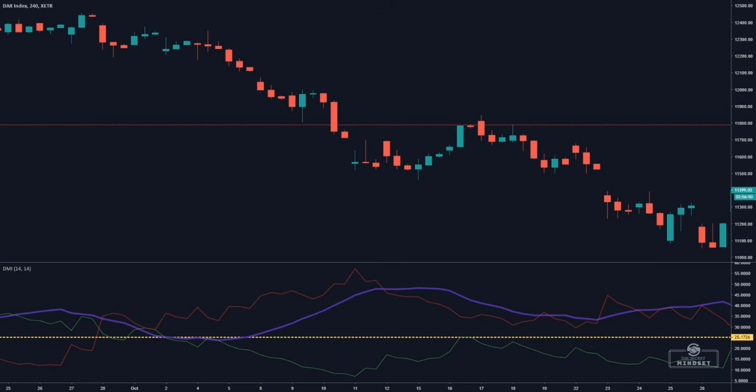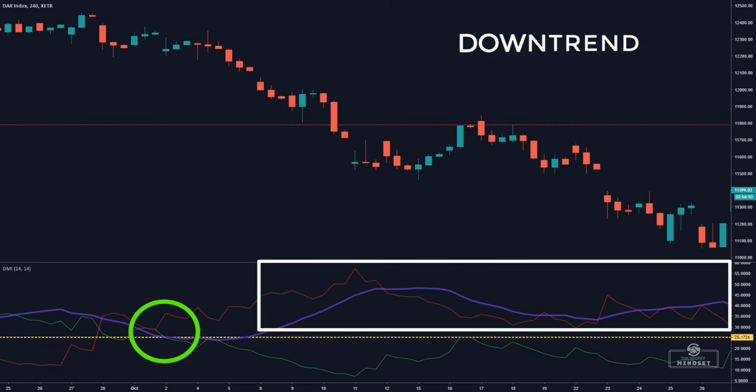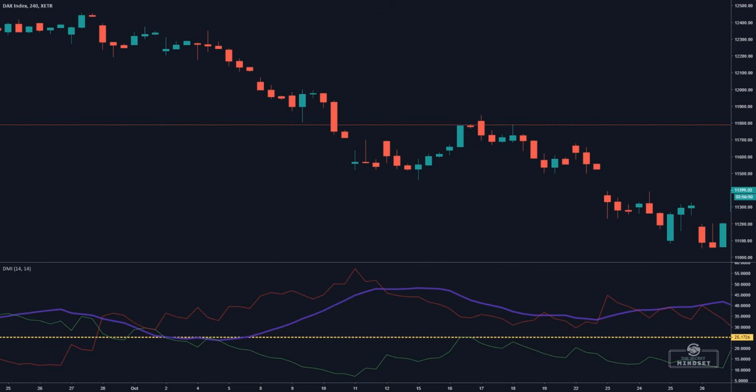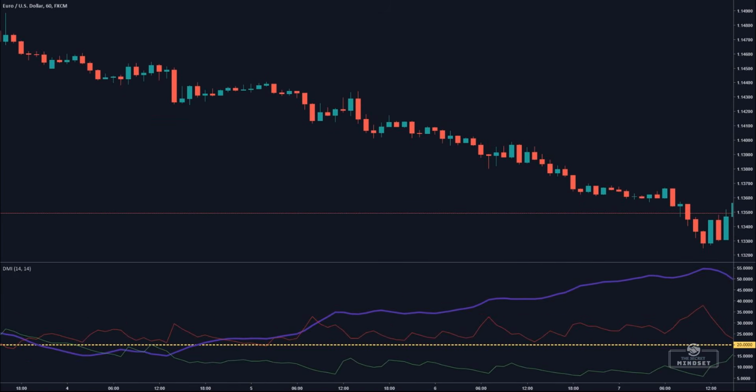Here's a downtrend on the DAX index. The negative directional movement indicator crossed above the positive one, and once the ADX line stabilized above the 25 level, we were safe to search for short opportunities. And here we have another example on the Euro-USD.